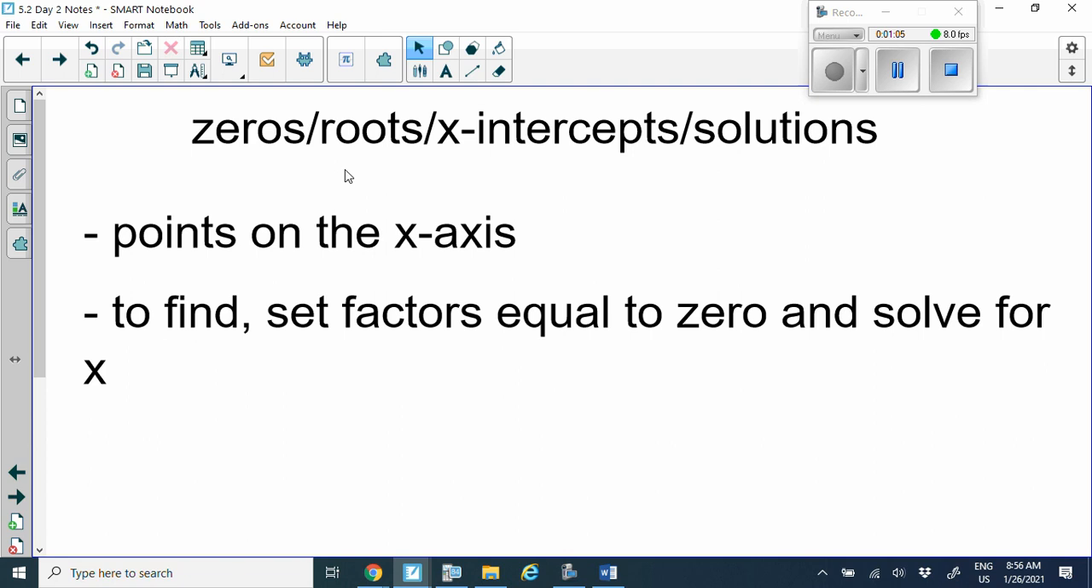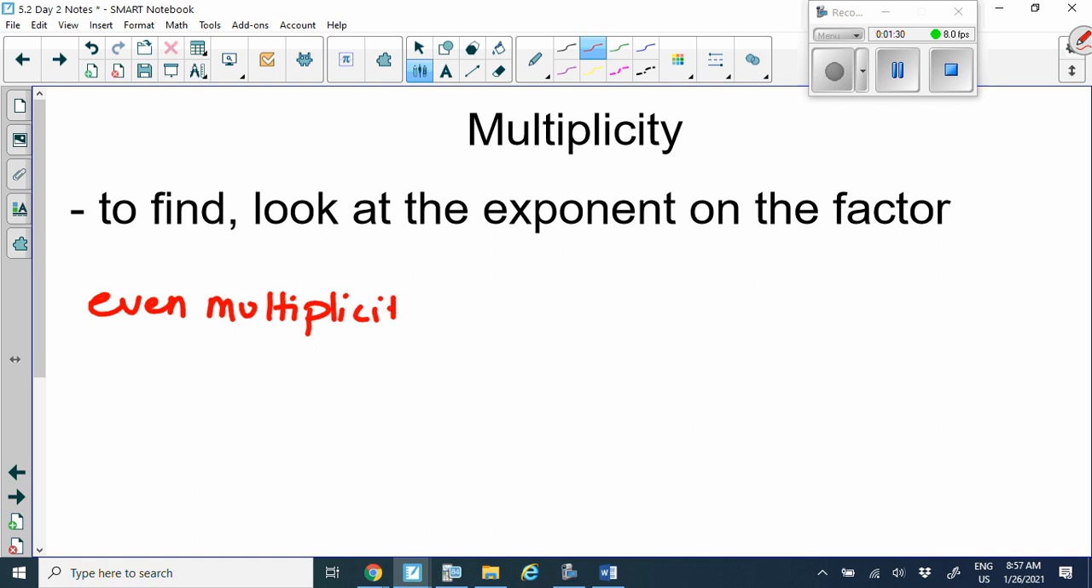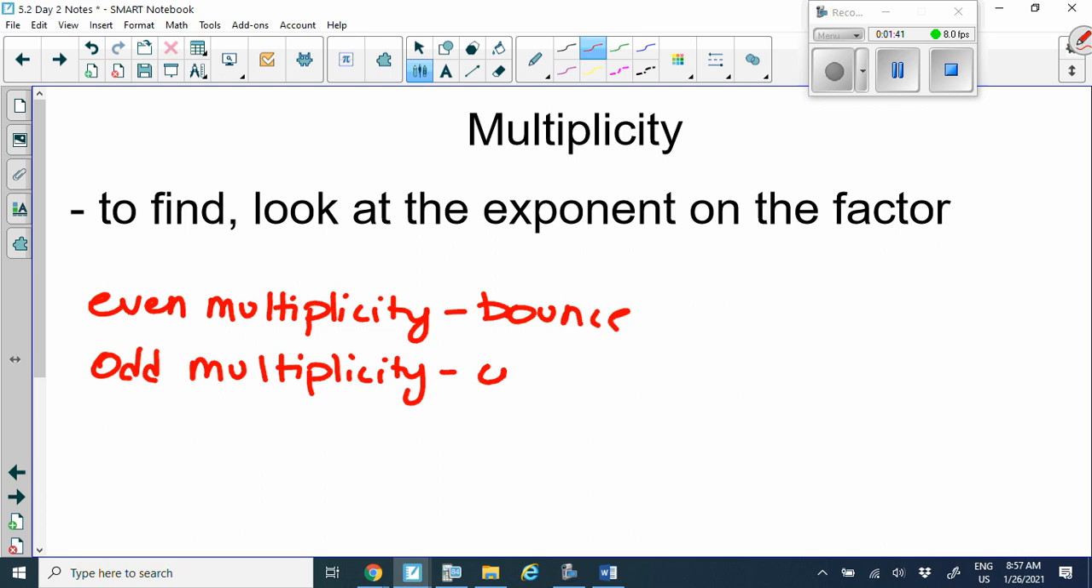Now to find the zeros, roots, x-intercepts, solutions, remember those all mean the same thing. Basically they're points on the x-axis, and to find them you set the factors equal to 0 and solve for x. Now multiplicity, to find this you just look at the exponent on the factor. And remember when we have an even multiplicity, so that means the number is even, we bounce, so that's what we call the graph characteristic. For an odd multiplicity, we cross the x-axis.